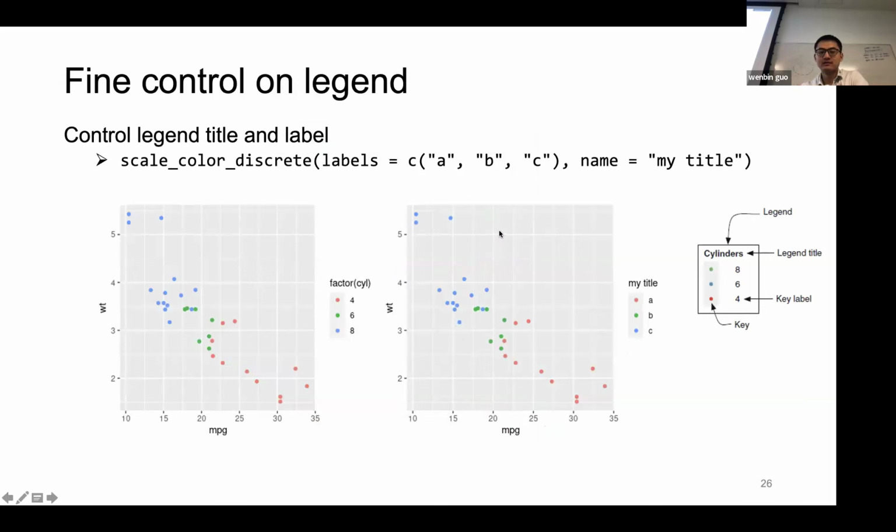And sometimes we want to specify, for example, the title of the legend, and also the key labels in the legend. So basically we can use the scale. If you still remember the scale with the aesthetics discrete, which is a type, you can specify the labels to be the key labels, and you can use the name parameter to specify the title of the legend. For example, here we simply change the legend labels from 468 to ABC and change the legend title to be my title. So this is how we can control the legend title and labels.